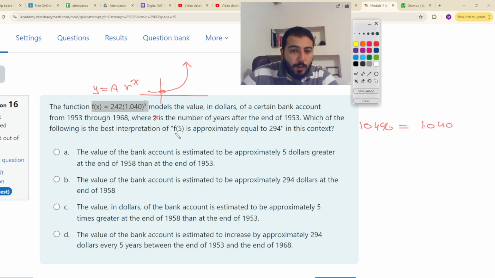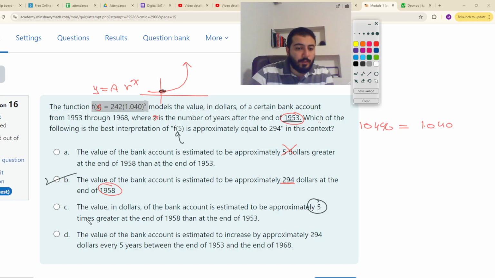So now, which of the following is the best interpretation for f of 5 approximately equal to 294? After 5 years, the value he invested in this bank became equal to 294. So the 294 is the initial value plus the interest. So the value of the bank account is estimated after 5 years to be $294 at the end of 1958. Yes, that's after 5 years, because they said at x equals 0, it is year 1953. So at x equal 5, it is 1953 plus 5, which is 1958. That is the correct answer.